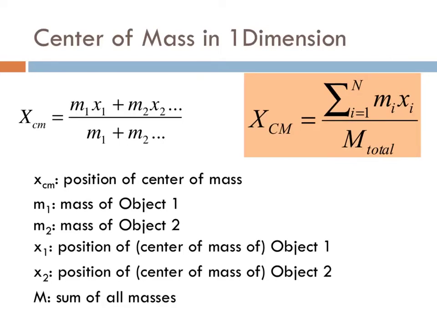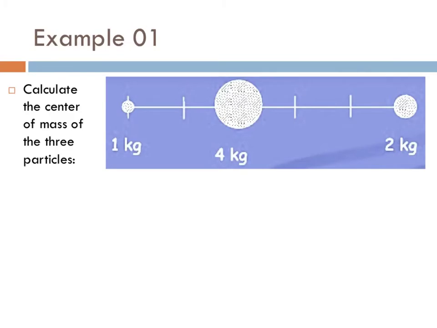So again, in shorthand, it is the summation of your mass times its x position, in this case, divided by your total mass. Okay. In order to see this spelled out, it would be m1 times x1 plus m2 times x2, all divided by m1 plus m2, and then several more terms if you had more objects. So this problem asks us to calculate the center of mass of the 3 particles.